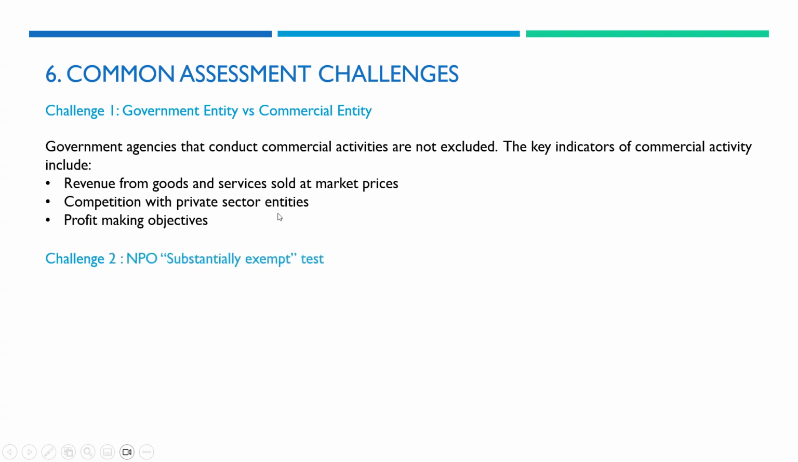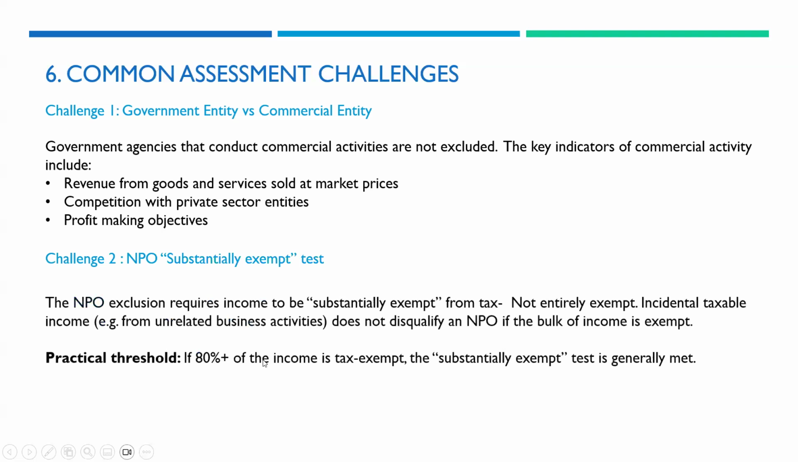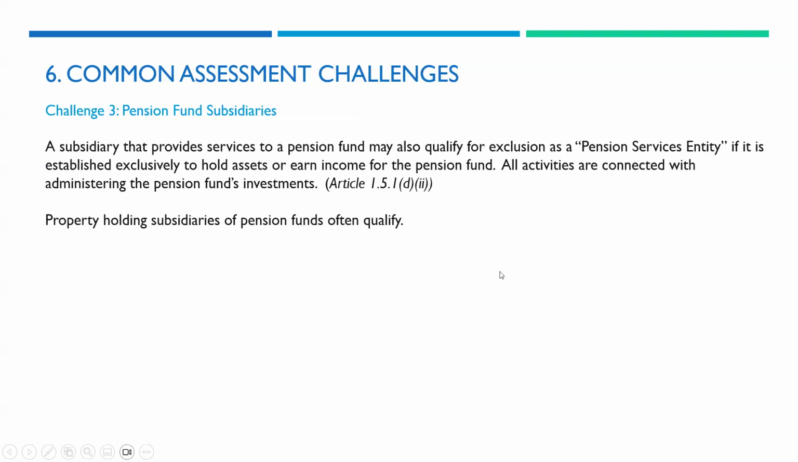And the NPO substantially exempt test. I told you why the wording used is substantially exempt for non-profit organizations. As a practical threshold, if 80 plus percent of the income is tax exempt, it is substantially exempt. That's a rule of thumb. Don't ask me where it is legally written, but it's how you talk to the tax authorities and streamline it.